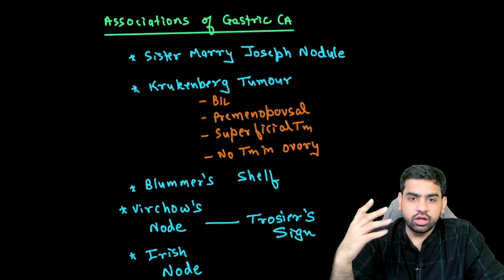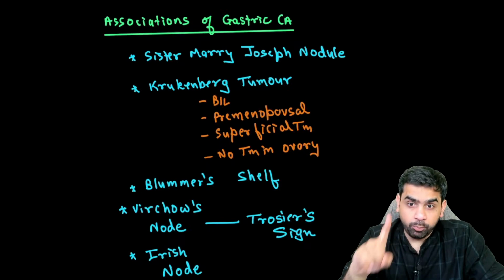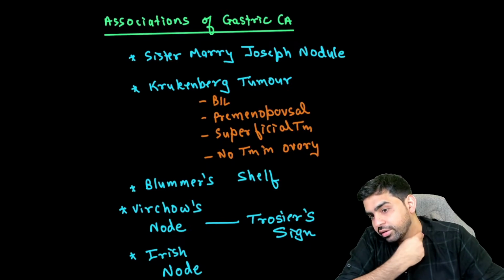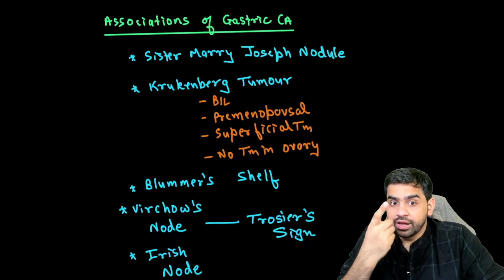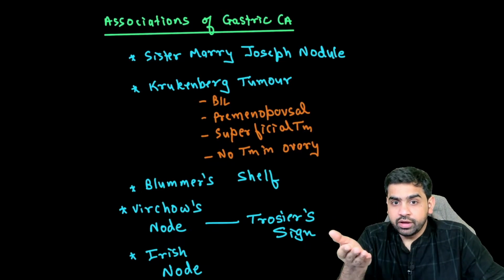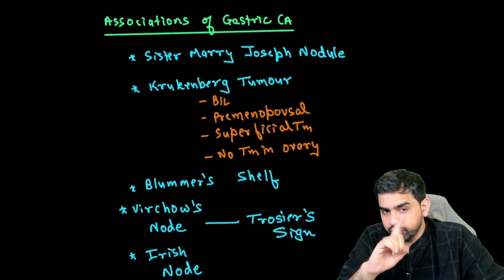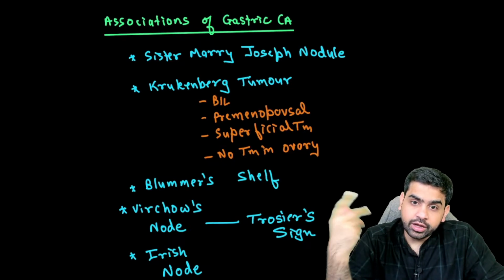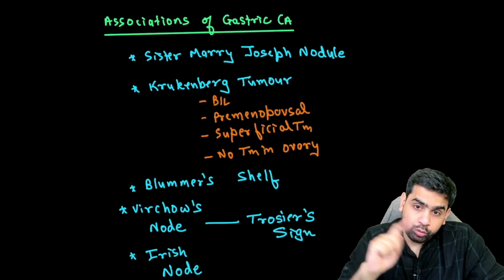Then Blumer's shelf is there. Virchow's node, that is Troisier's sign. Now this is important. What is Troisier's sign? Troisier's sign is the left supraclavicular lymph node enlargement, which you call Virchow's node. What is Trousseau's sign? Trousseau's sign is the carpopedal spasm in patients with hypocalcemia.